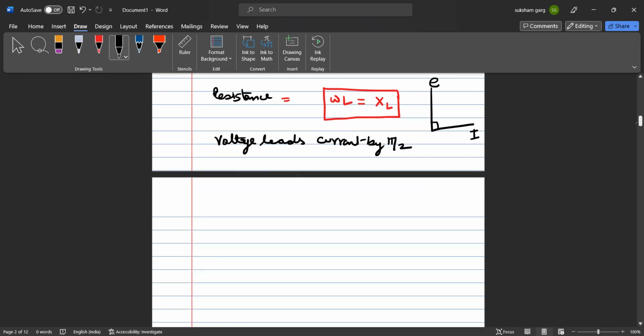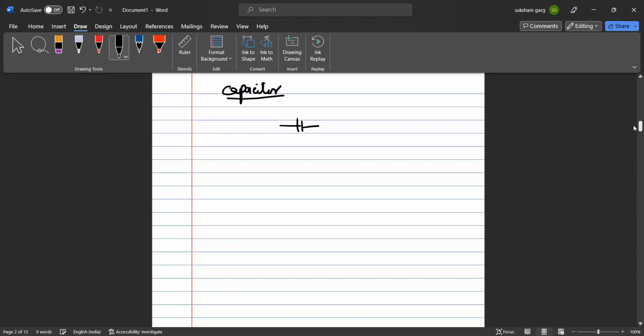Now, third and the last thing, we have to send the AC current through a capacitor. This is also very simple. So we will just take one capacitor and we will pass AC current through the capacitor. This time, same as always, first we will write the base formula. E is equal to E naught sine omega t.